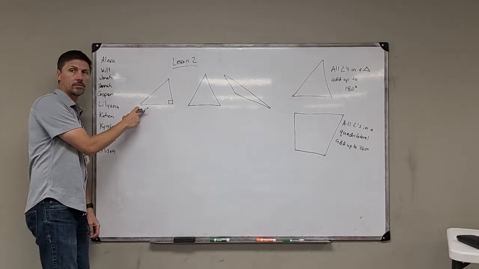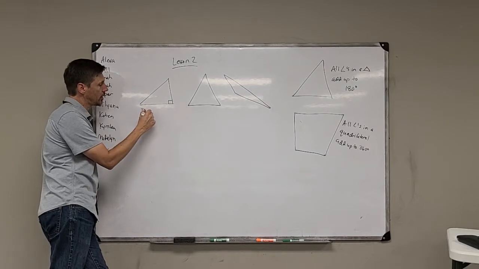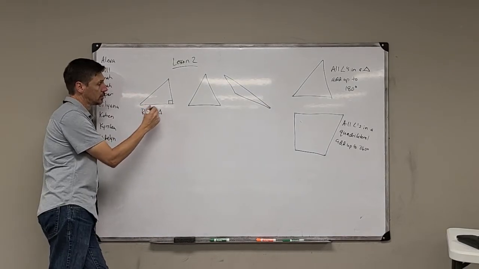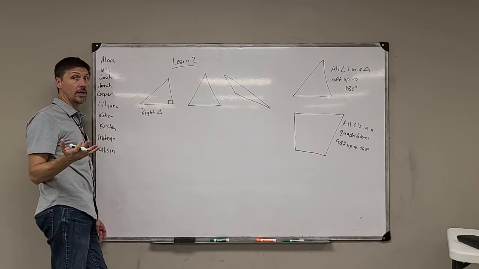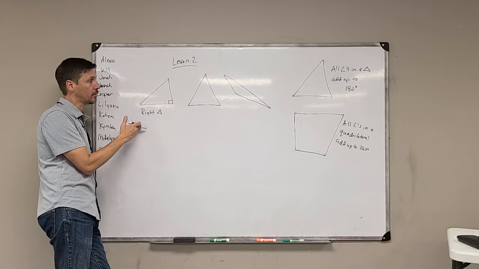What do we call this triangle? A right triangle. Why do we call it a right triangle? It has a 90 degree angle, which we also call a right angle, right? So that would be a right triangle. Any triangle that's got a 90-degree angle in it is a right triangle.